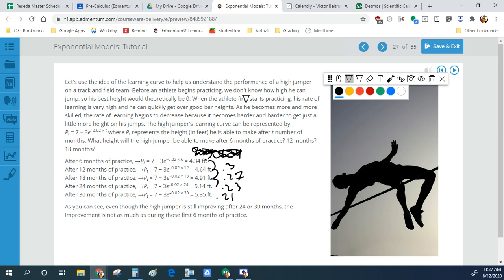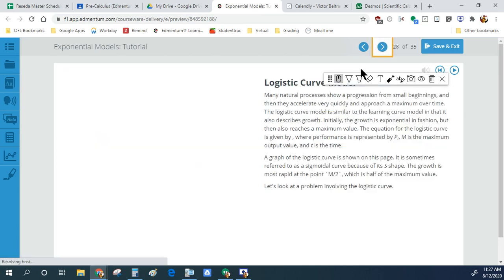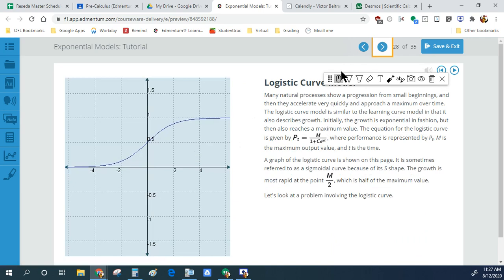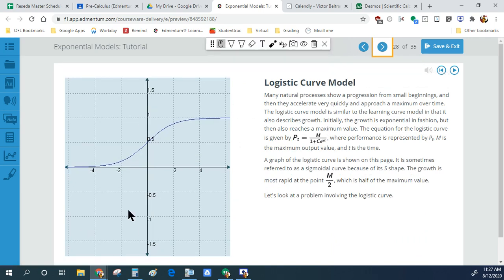So the more time this person keeps jumping, the less it's going to increase. That's what it means by this learning curve, this flipped over function. And then here, this is called a logistical curve. These types of curves are usually when it grows exponentially and then it starts to plateau. Just like a learning curve, there's a point where you just plateau and you can't learn about a subject anymore.